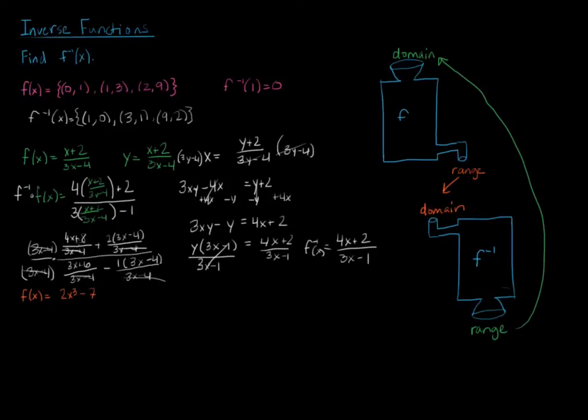So now we have 4x plus 6x, so that would be 10x minus 4 on top, or plus 4, sorry. And then on the bottom, we have, let's see, just 10.